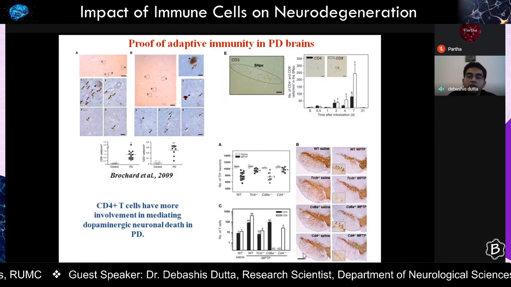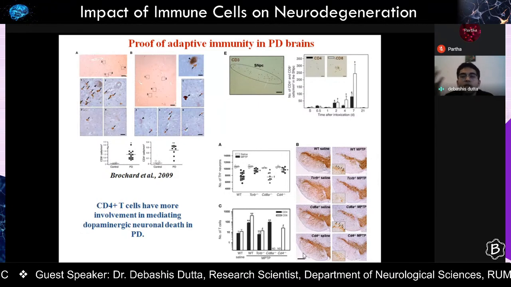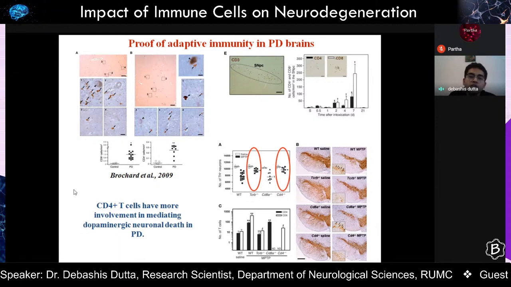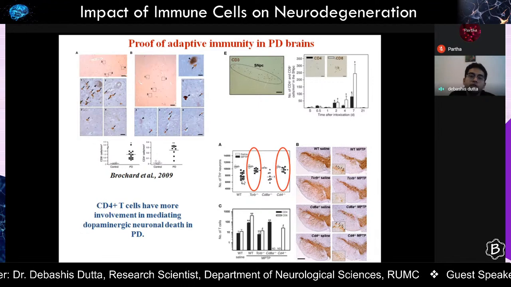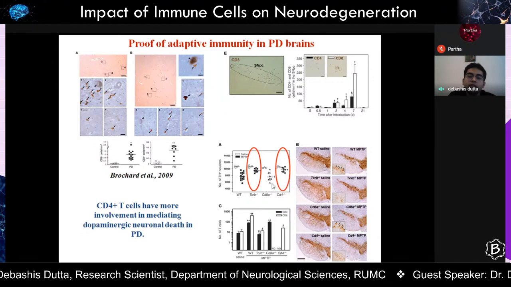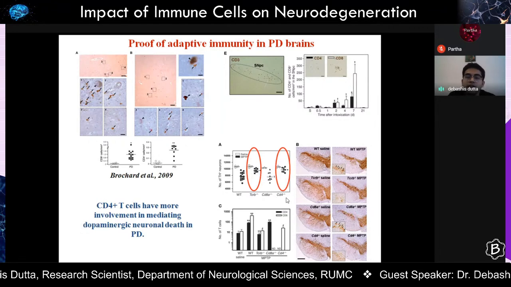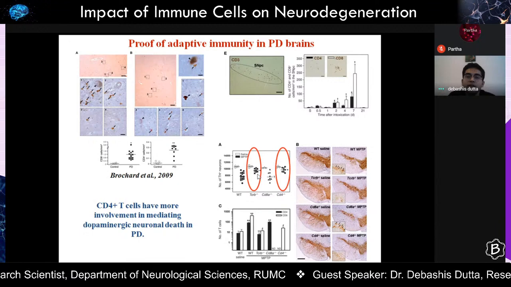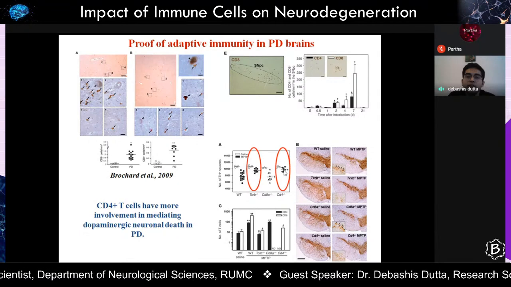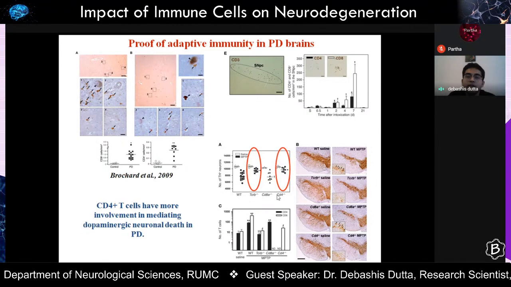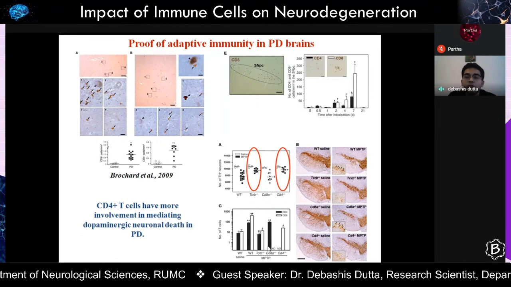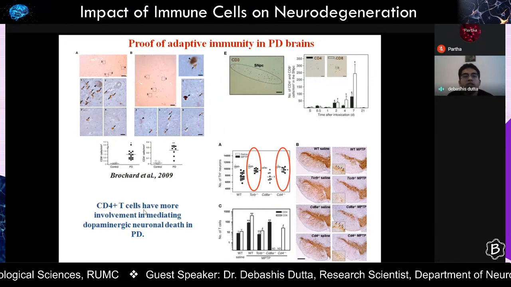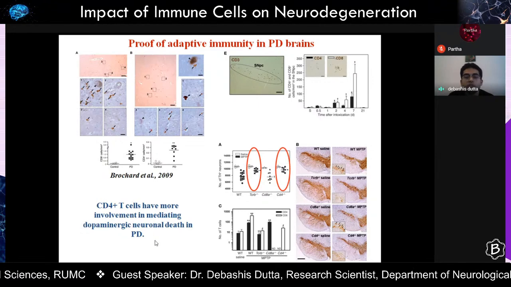What that means is that maybe for causing the neuronal death in case of PD, CD4 positive T cells are more involved. So they got a reduction in the number of dopaminergic neurons in both wild type as well as CD8 minus mice, but that effect was diminished or vanished in case of TCR beta as well as CD4 minus mice. So in the absence of active CD4 positive cells, the dopaminergic neuronal demise is not happening in these mice, suggesting that CD4 plus T cells have more involvement in mediating dopaminergic neuronal death in PD.